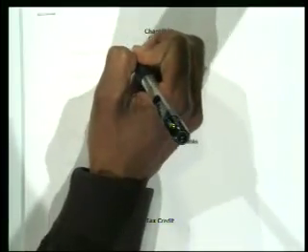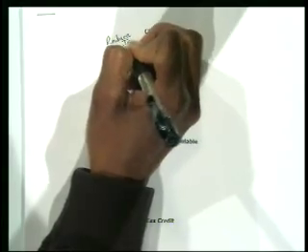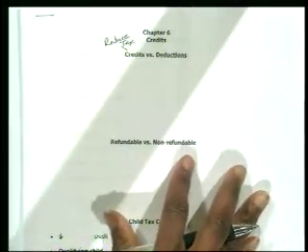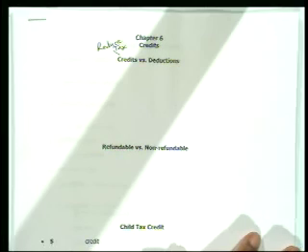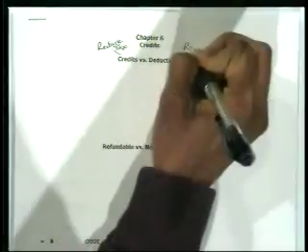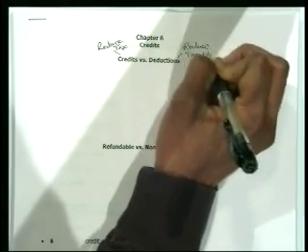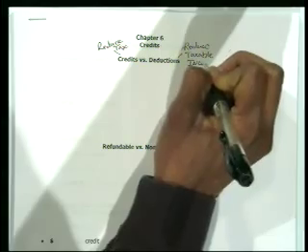Credits reduce your tax. So if my tax is $500 and I have a $100 credit, then my tax will be $400. So credits reduce my tax while deductions reduce taxable income, and that's before I get to my taxes.